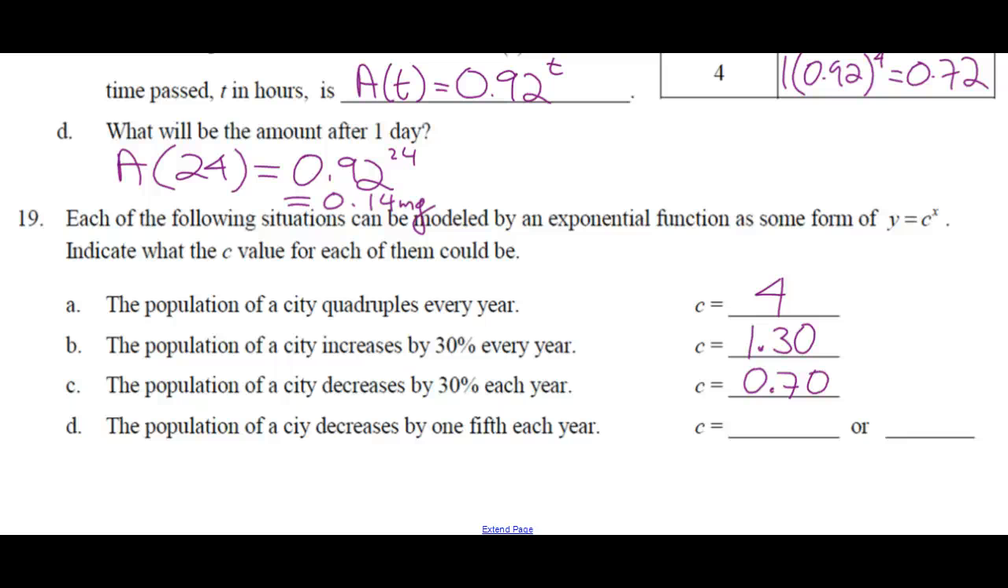What growth rate? It's not growing. Decay. How much is it decaying by? Subtract this from 1. 1 minus 0.7 is 0.3. Times 100, change to a percent, is 30%. Population decreases by 1/5. So it's 4/5. Yeah, so you could use 4/5. What else could you use? 0.8. Yeah, or 0.8. So 4/5 or 0.80. Okay. You can't use 80%, right? You have to use it as a decimal.